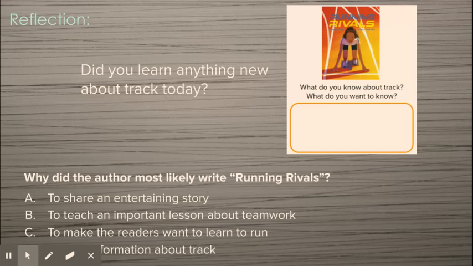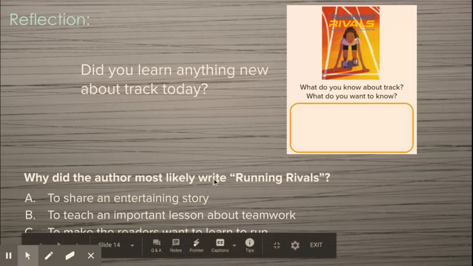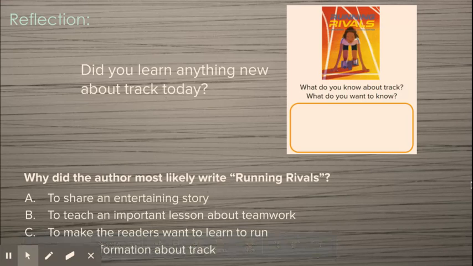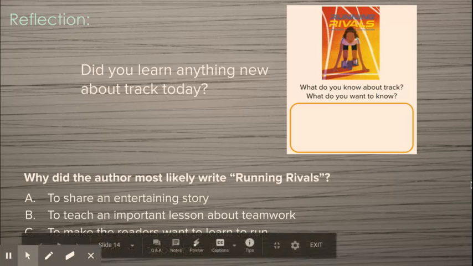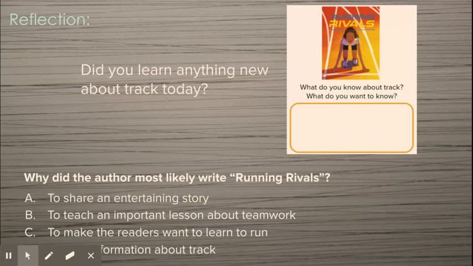And then the final question, why did the author most likely write Running Rivals? Was it to share an entertaining story? Was it to teach an important lesson about teamwork? Was it to make readers want to learn to run? Or was it to give information about track?